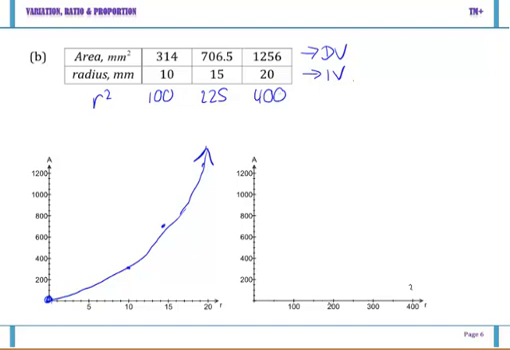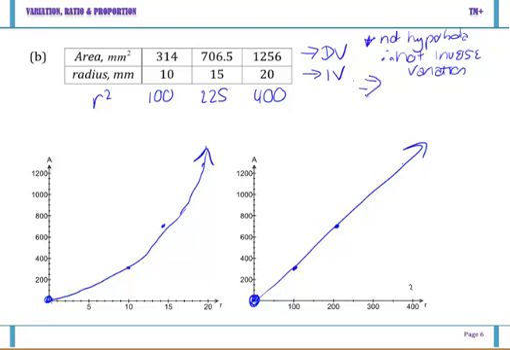So we've got r squared is 100 and area is 314, r squared is 225 and area is 706, about there, and then we've got r squared is 400 and 1256, which is about there. So you can see that we've got a straight line starting at 0, 0. Okay, so the graph isn't a hyperbola, so it's not inverse variation, but it is direct variation because A is proportional to r squared, so A equals k r squared.